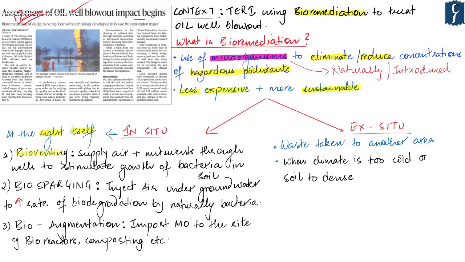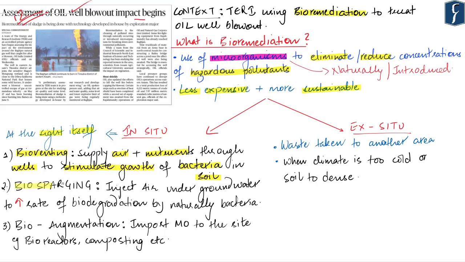The first is bioventing. In bioventing, we supply air and nutrients through wells in order to stimulate the growth of the naturally occurring bacteria in the soil. So basically at the contamination sites, we dig wells and then through those wells we supply air and nutrients so that the bacteria which are naturally found in that soil can have their growth stimulated and then start to degrade the contaminants.